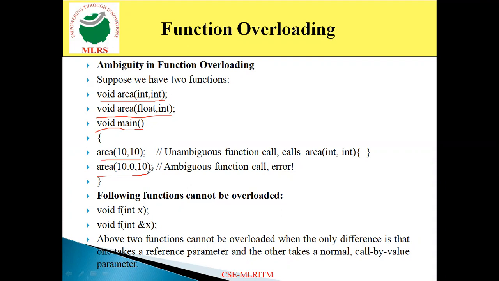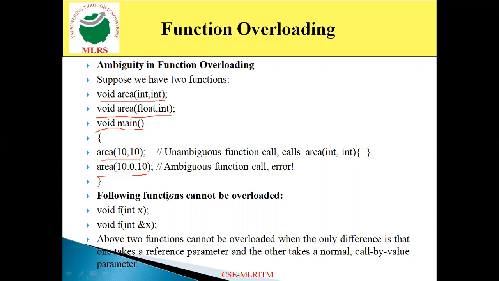Why? Because I am passing 10.0, that is nothing but 10, an integer value. So there will be ambiguity. For the first call, I'm just passing 10, 10. There is no ambiguity. It is going to execute the first function, area(int, int). And whenever ambiguity comes into the picture, there is a problem: which function has to execute among the two functions.